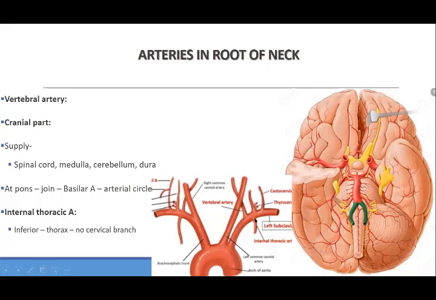Coming to the internal thoracic, also called the internal mammary artery. This artery arises from the inferior surface of the subclavian first part. It gives no branches in the neck and runs downwards and medially and enters the thorax. Okay? The supply there, you are already well aware of.